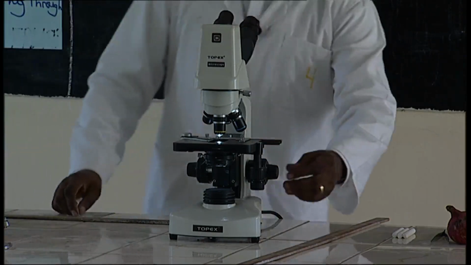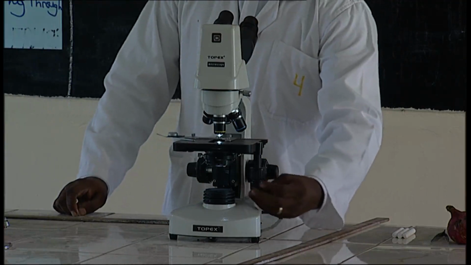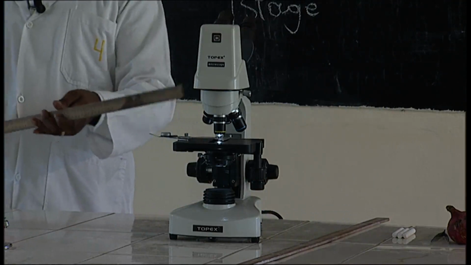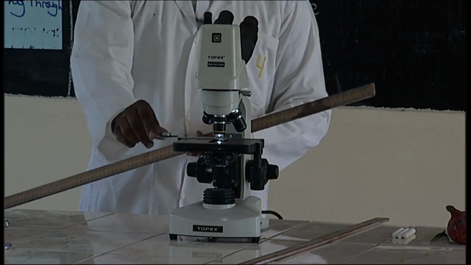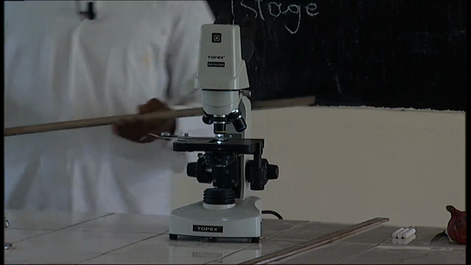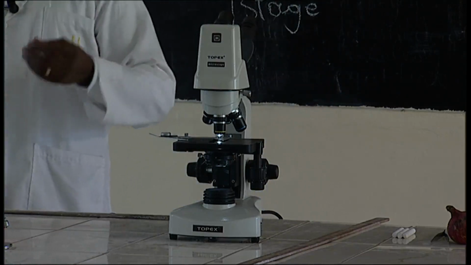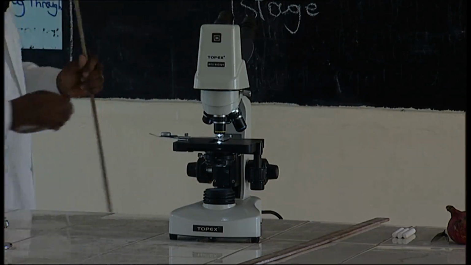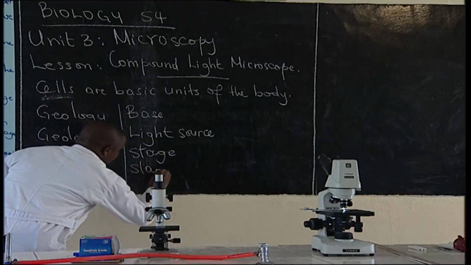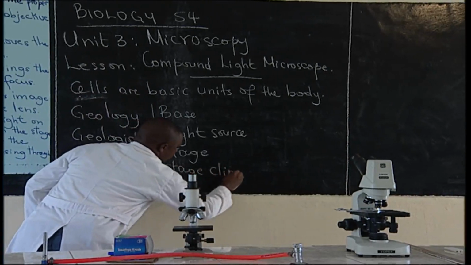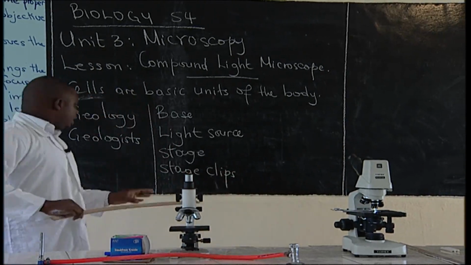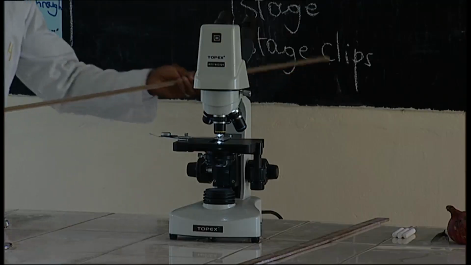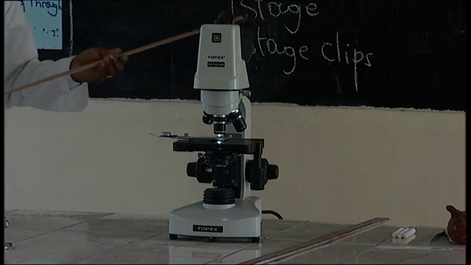As you go up, we have what we call stage clips. This is the stage clip. You can see it. And the function of the stage clip is to hold the prepared slide, or what we are going to observe. As you can see, we have the stage. We also have stage clips. These stage clips are on top of the stage.